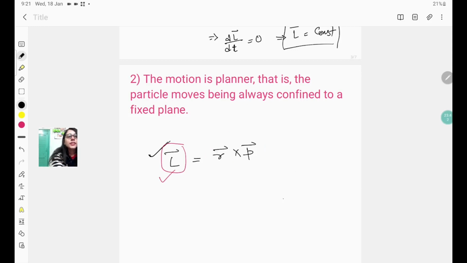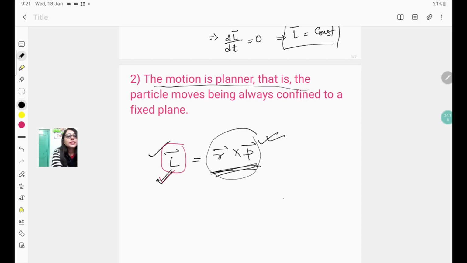That means this should be a planar motion, that is r and p always should reside in one plane, and that plane should be perpendicular to the L axis, or L should be perpendicular to that plane containing these two vectors r and p. So this particle is moving in a plane having r and p in a particular plane, that is the movement of the particle is planar.